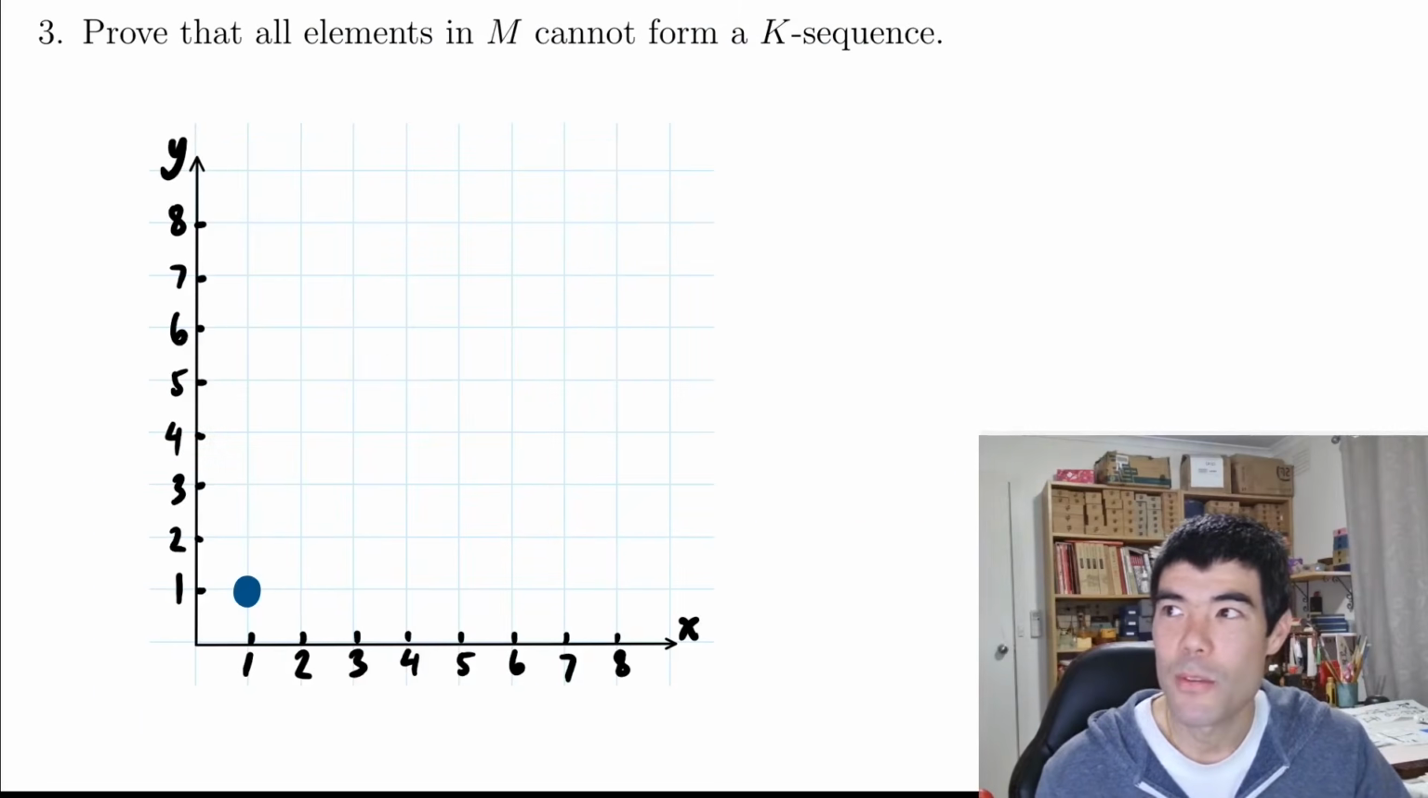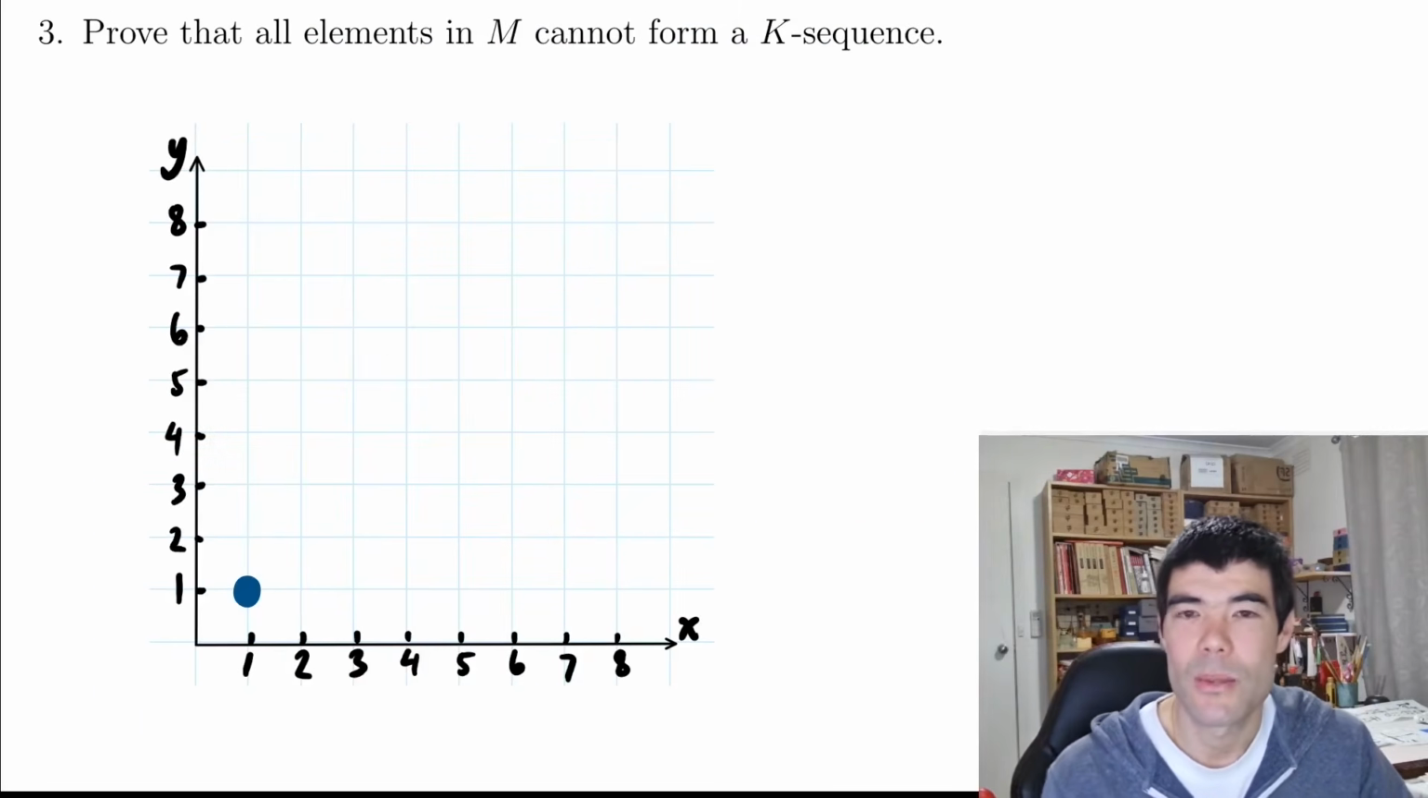So here's part 3: prove that all elements in M cannot form a K sequence. This bit obviously is the most challenging part. My first attempt was to start from the point (1, 1) and just see where can I go and why can I not travel to all the points.